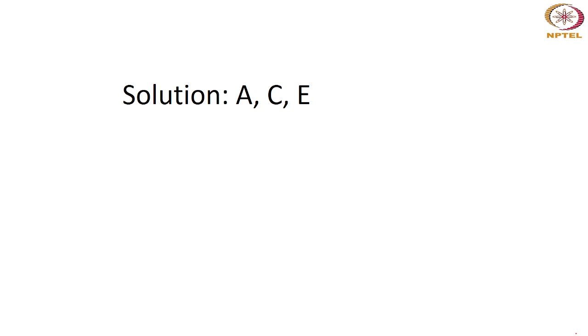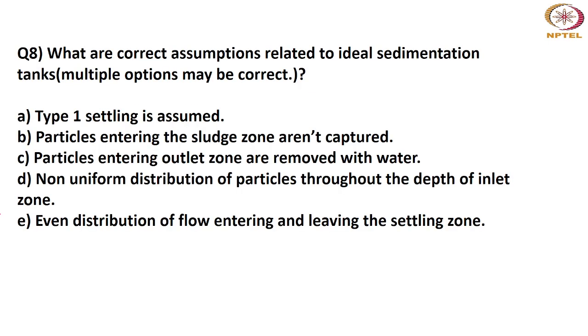So the correct answer will be A, C, and D. That is, type 1 settling is assumed in the case of an ideal sedimentation tank. Then the particles entering the outlet zone are removed with the water, and then last, the even distribution of flow entering and leaving the settling zone. So this is the ideal condition we are assuming. Thus the assumptions are not a non-uniform distribution of particles, and also the particles entering the sludge zone are not captured.